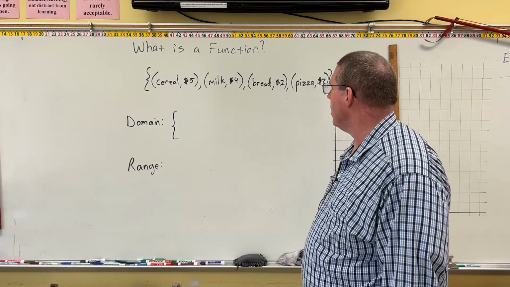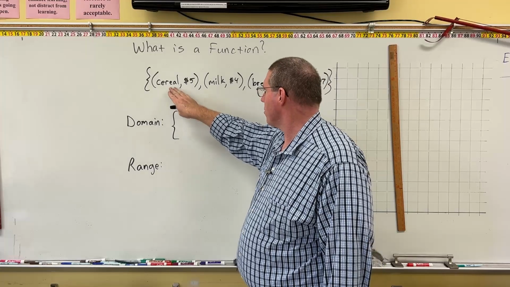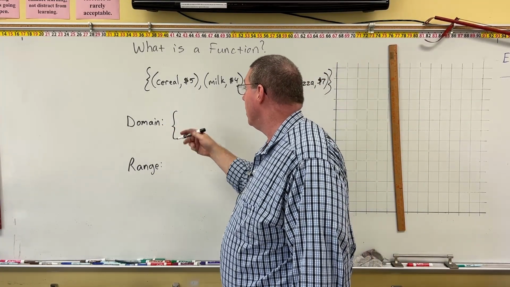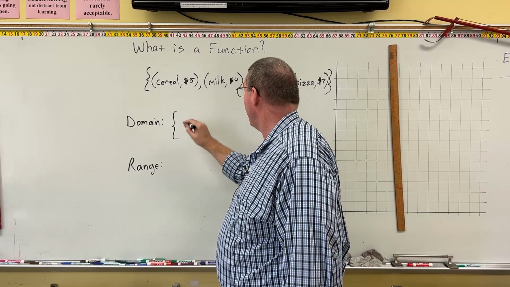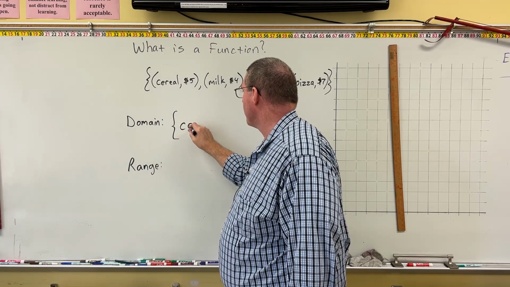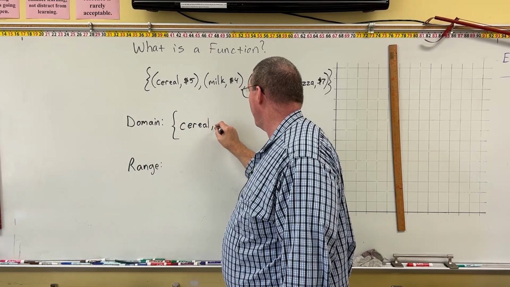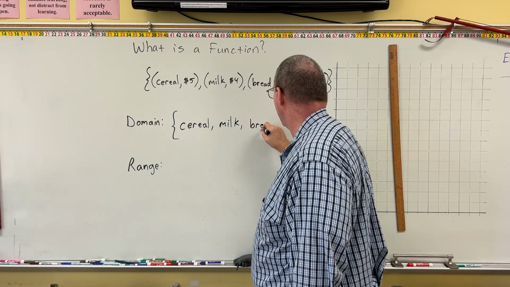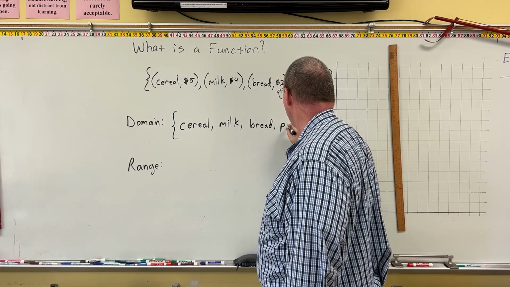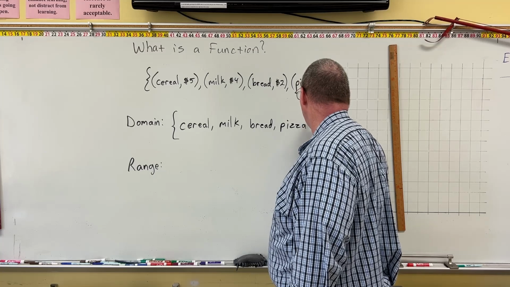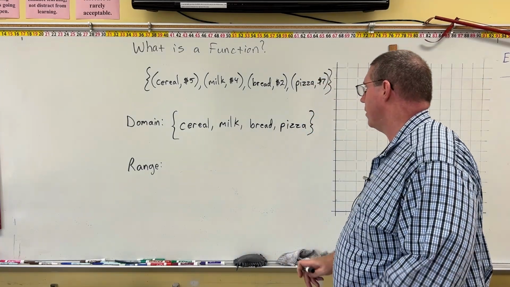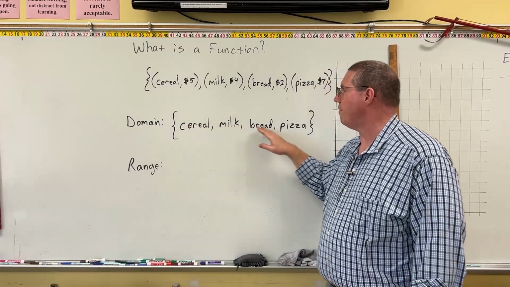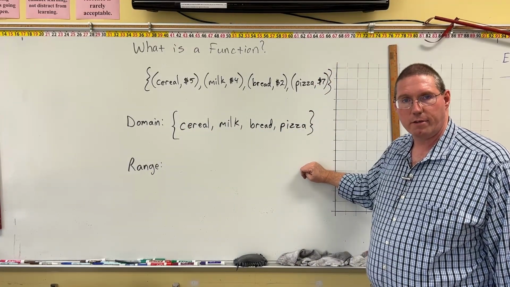So you can see here we have 4 inputs: cereal, milk, bread, and pizza. That's the domain of this particular relation. We would just write here cereal, comma, milk, comma, bread, comma, pizza. And then we put a brace at the end, okay? This is the domain of our grocery store visit.